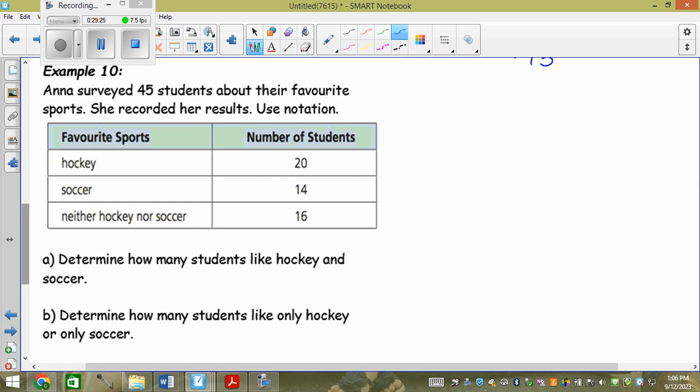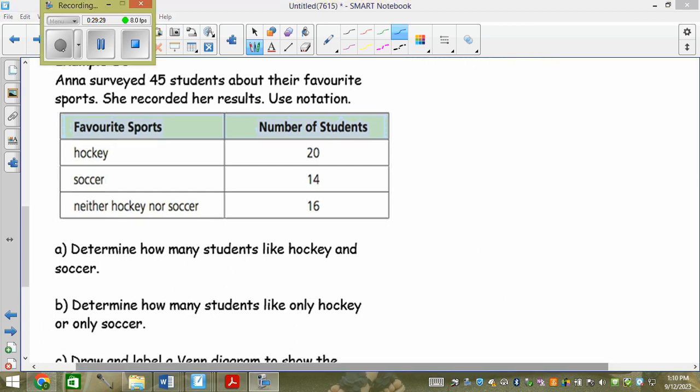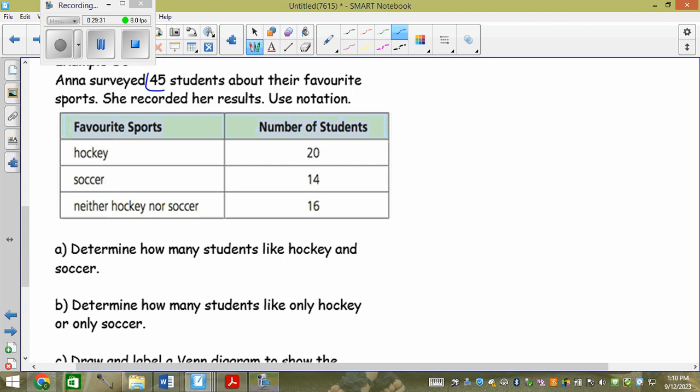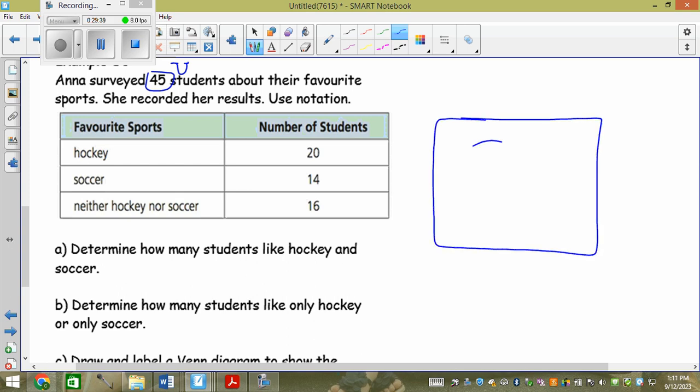Try this one out. This one doesn't give you the and. You have to find the and. Here we have 45 in the universal. We have 20 in hockey, soccer, and 14. Neither hockey nor soccer, 16. We don't want a short form, so we're going to write hockey. And we're going to write soccer. In both, we don't know how many, but we do know there's 16 on the outside.